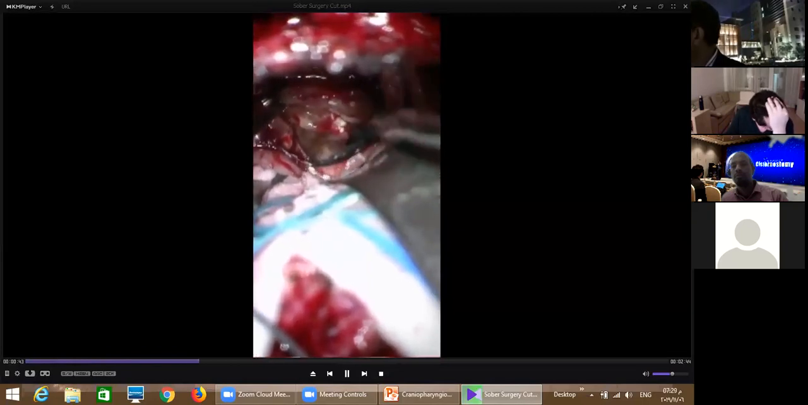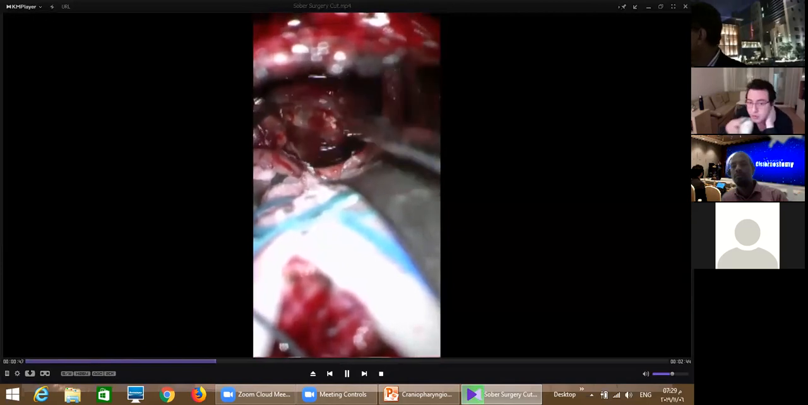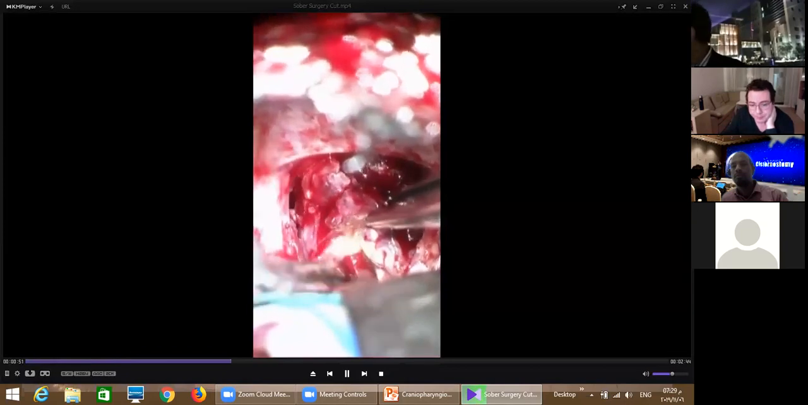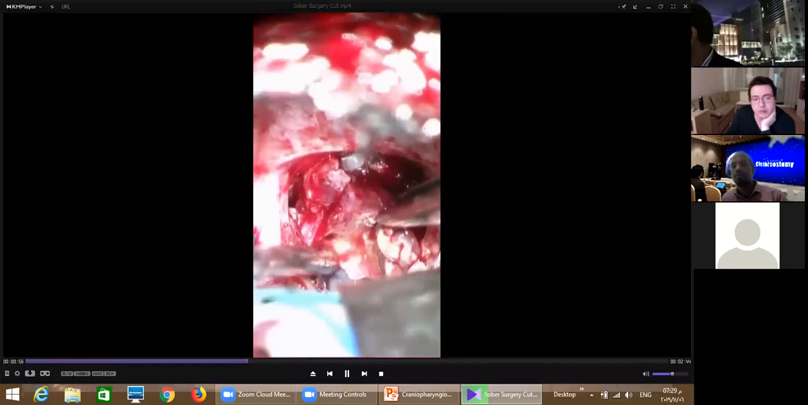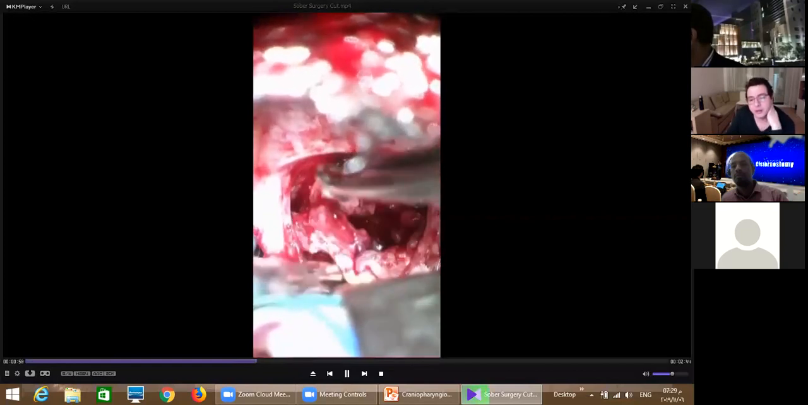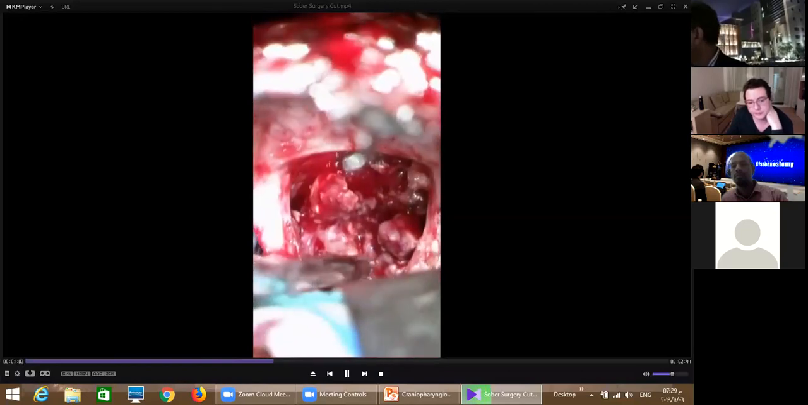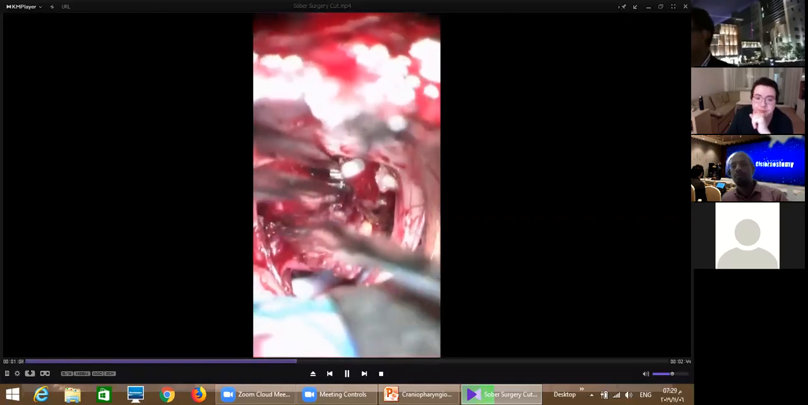Here we are removing the tumor from the optic chiasm, and immediately the blue thing that appears in the depth is the basilar artery with its termination. Here we are removing the tumor piece by piece, never in one piece. Piecemeal. See the basilar? The blue thing there with its termination.